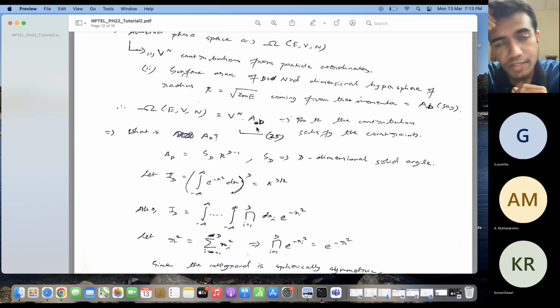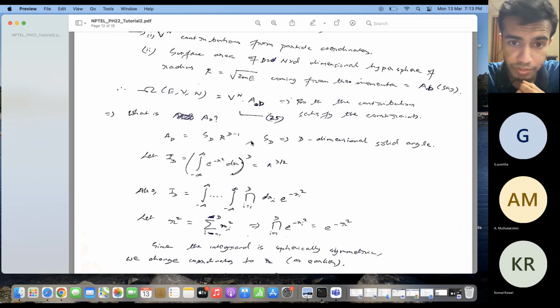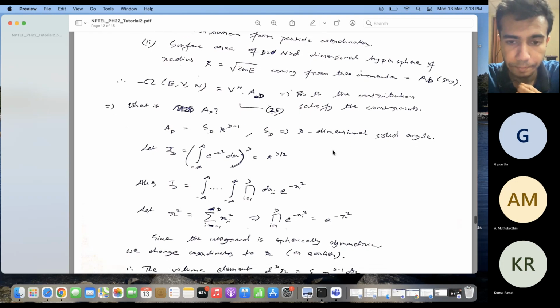So for example, if I take three dimensions, it is very simple. A_d is the surface area of a sphere, which is equal to 4 pi r square, where r is given over here. And if it is a two-dimensional phase space of momenta, then it becomes a circle, and this becomes equal to the circumference of a circle. But in general, for d dimensions, A_d is equal to S_d times r to the power d minus 1, where S_d is the d-dimensional solid angle.